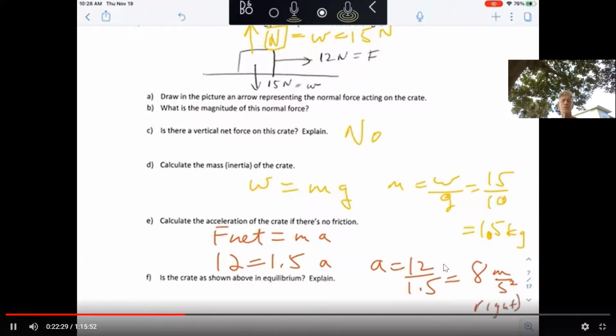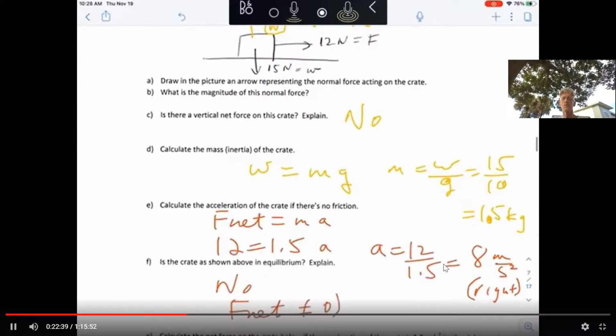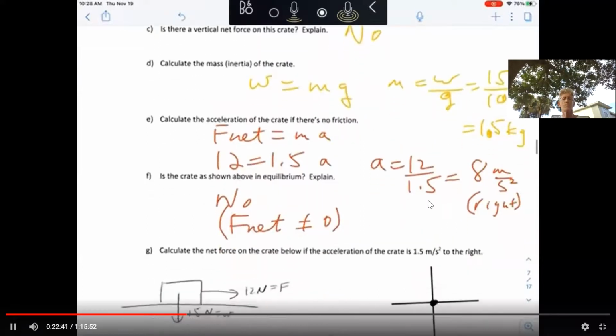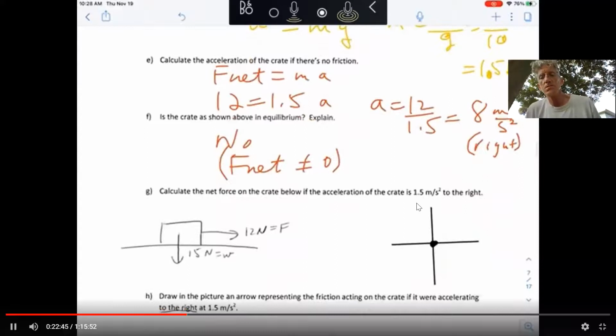Is the crate shown above in equilibrium? No, because it's accelerating. If you're in equilibrium, your acceleration is 0. So calculate the net force on the crate below if the acceleration is 1.5.